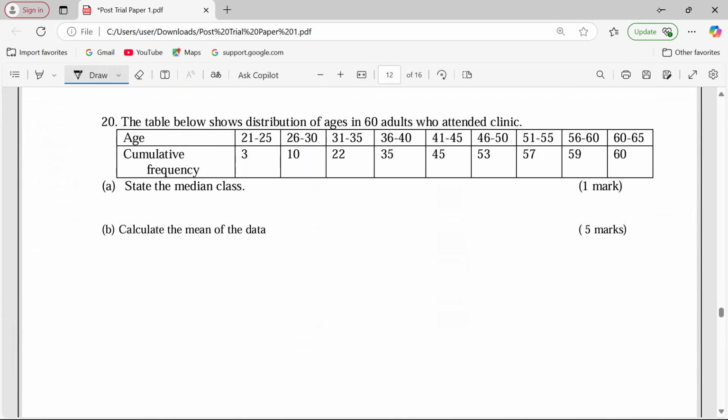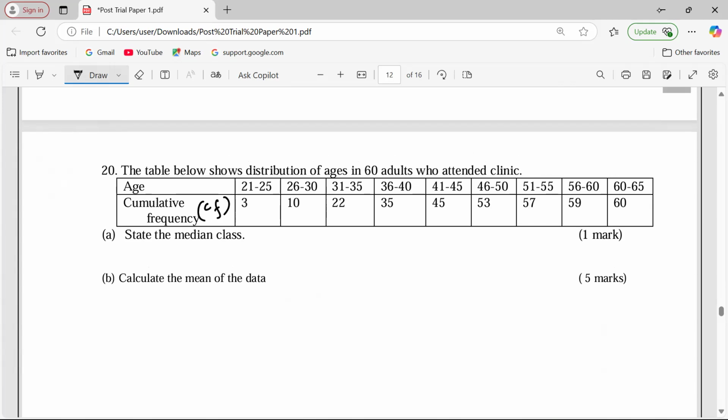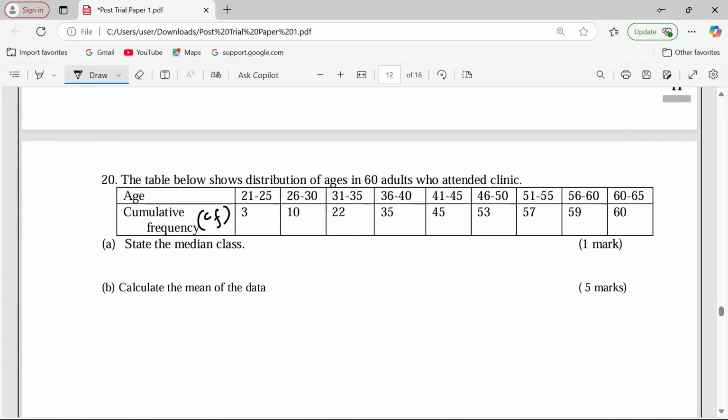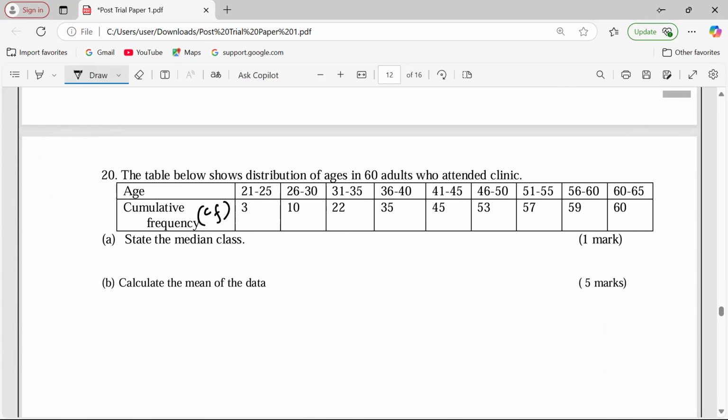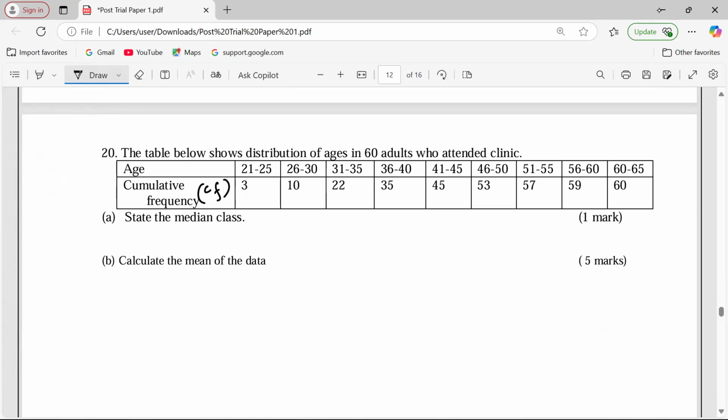Good for you to be very keen. Then the first question is telling us, this is CF. You must be very careful there. CF, not F. State the median class. Now, the median class is the class that will contain the age of the middle adult.